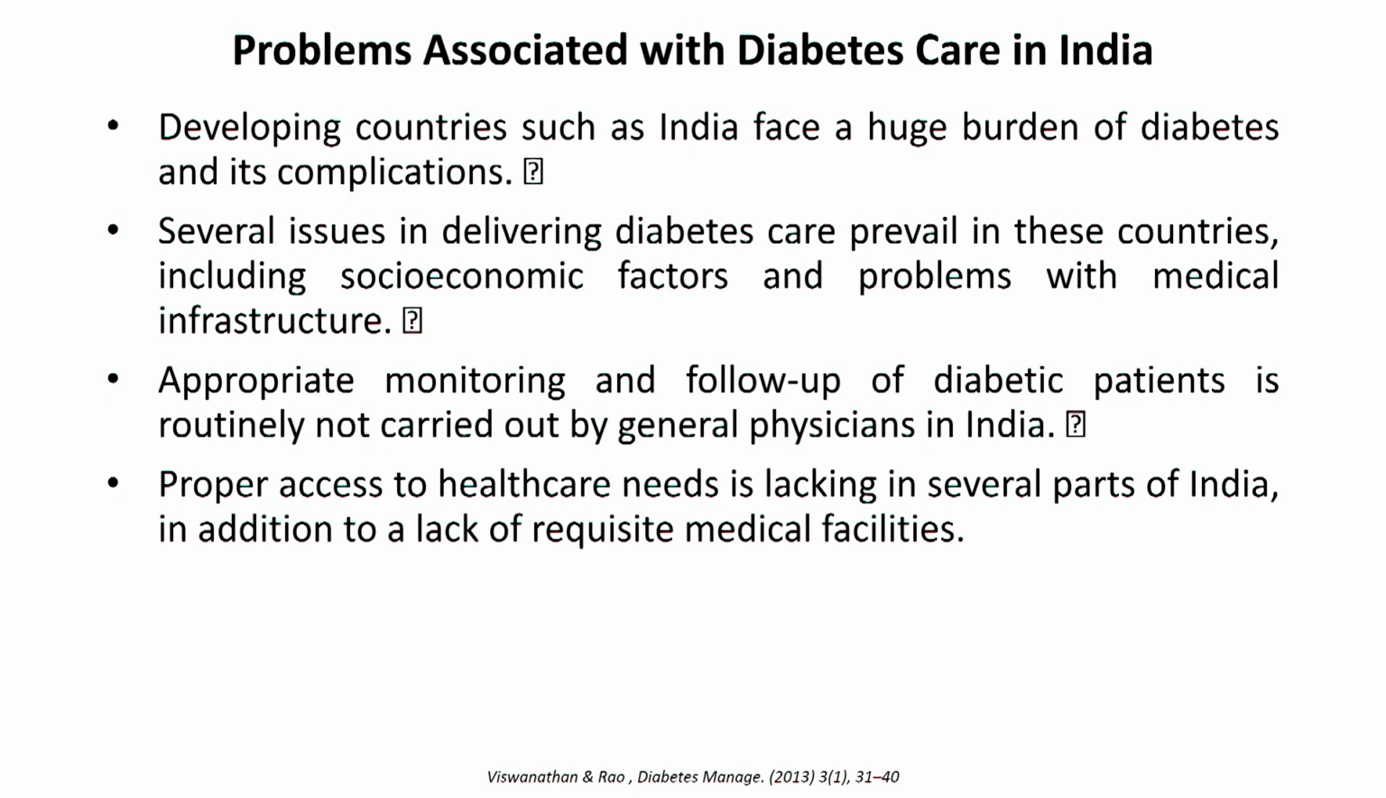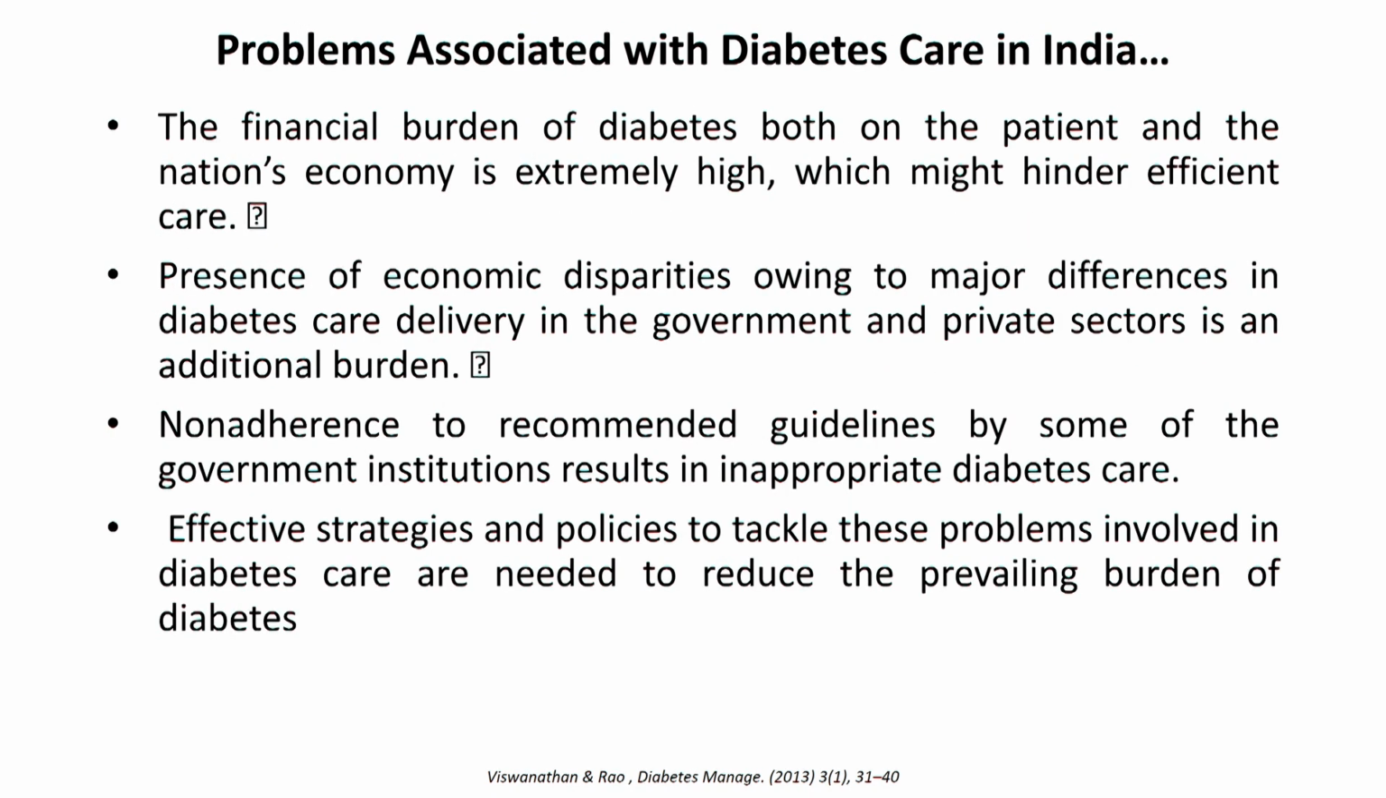Now, what are the problems? The last 1 minute. In a developing country like India, we face a huge burden of diabetes and its complications. Now we have socioeconomic factors, so we must be awake to them. Problems with the medical infrastructure. We have inadequate follow-up and monitoring, and an absence of proper care. The financial burden has to be looked into.